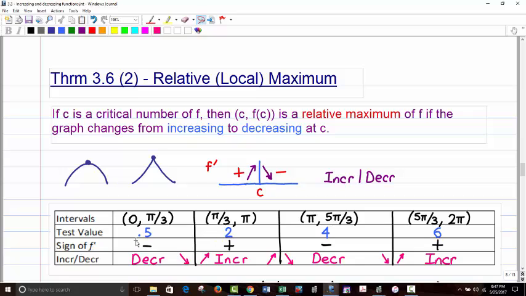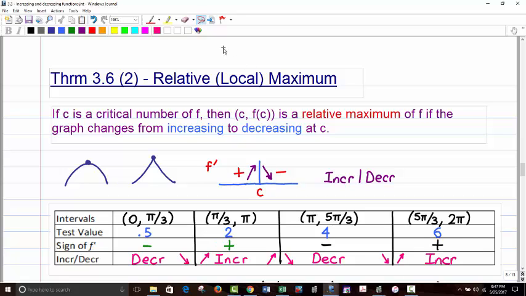So we decrease, there's no discontinuity, so everything's fair game. The first one goes from decrease to increase. That's going to be a relative minimum. The arrows that I drew there aren't required, just the wording change from increase to decrease. Decrease to increase is a minimum.